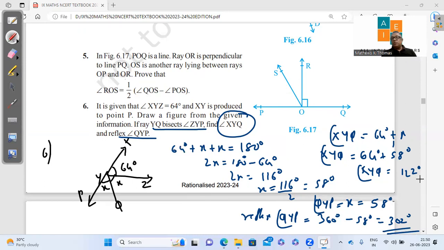XYQ will be 122, and the reflex of angle QYP will be 360 minus 58, so that's going to be 302. Reflex of QYP, right? QYP, the x value, was 58. Subtract 58 from 360, we get 302.